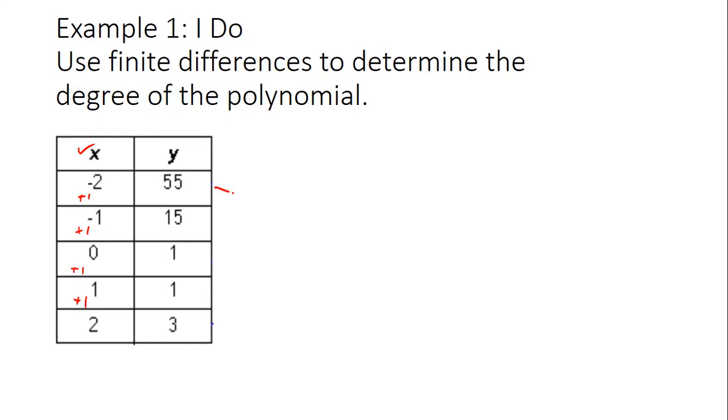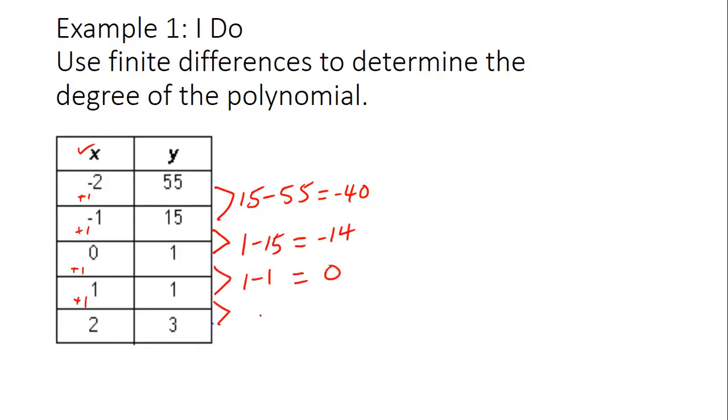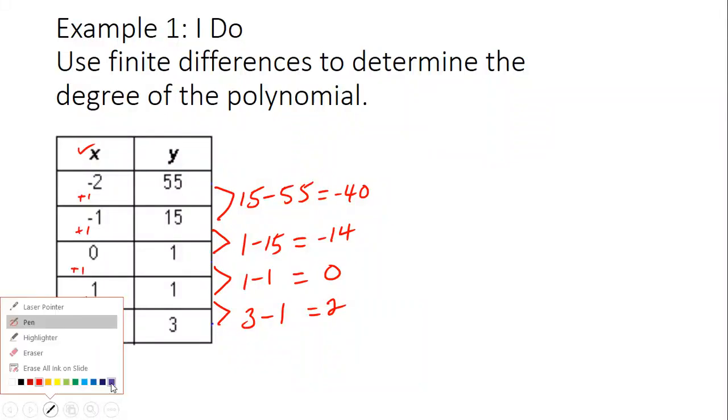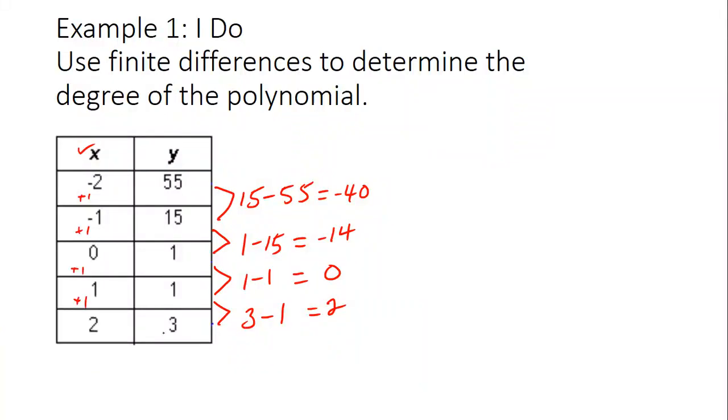So all I'm doing is, what is 15 minus 55? Negative 40. Next, I have what is 1 minus 15? Negative 14. What is 1 minus 1? What is 3 minus 1? 2. Was my first difference common? Answer is nope. So guess what that means? It's not linear, and we go again, right?